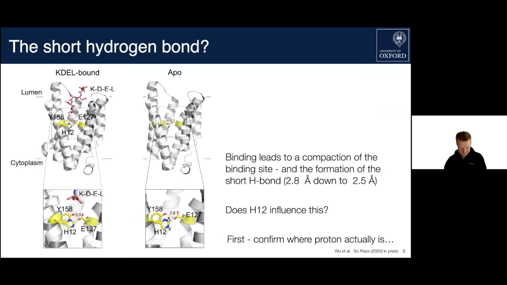So as I said, this is just a zoom in again of the previous slide, but you can see here the difference between these oxygens in the KDEL bound versus the apostate is 2.5 when the KDEL is bound, but it's 2.8 in the apostate. And that doesn't sound like much, but actually that's quite a crucial difference. And the question we have is, is that important, and does H12 influence that? But before we get to that, we have to first confirm where the protons actually might be, because we don't know that from the crystal data. It's not high enough resolution.